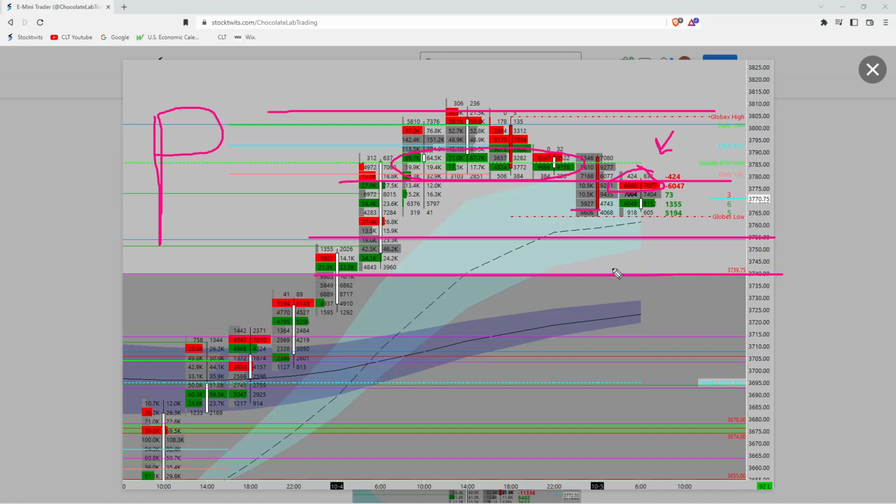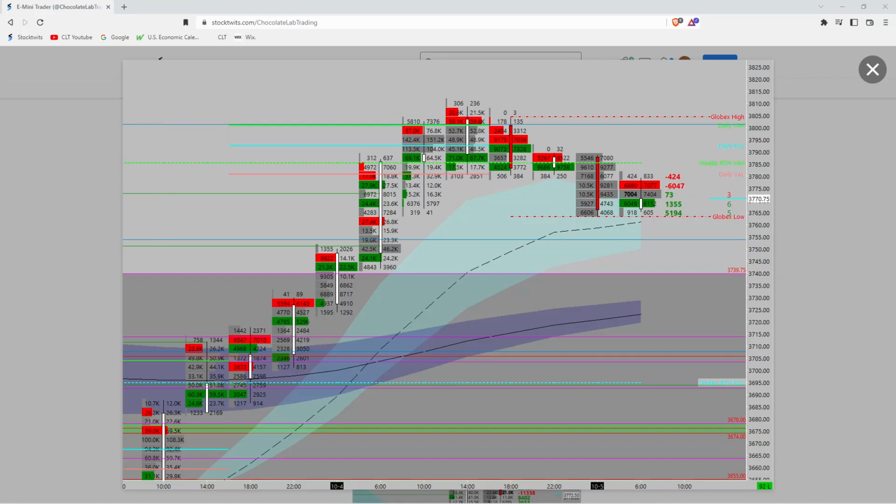We have another high volume area. That's exactly where we traded to. So let's continue on.